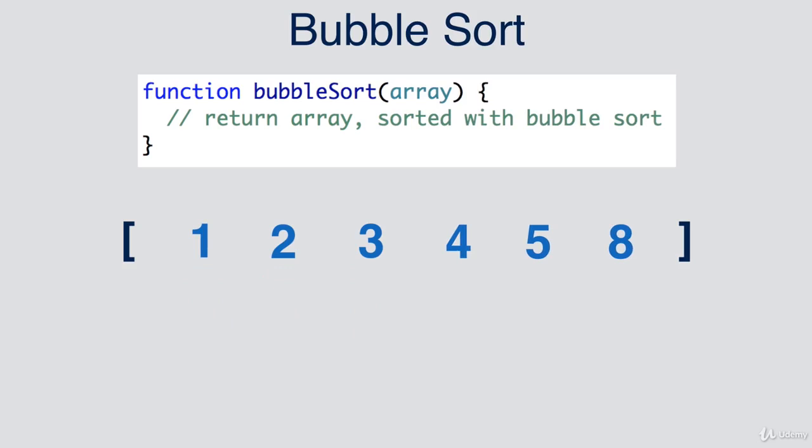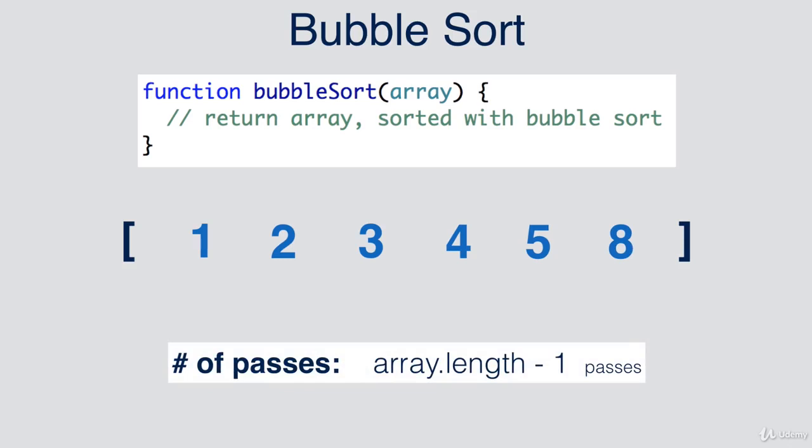So we can see that it takes a lot of passes through our array to make sure that it is fully sorted. But how many passes does it take? The answer is that it takes the length of the array minus 1 passes to fully sort our array. Or in this case, it would take 6 minus 1, or 5 passes through the array to fully sort it. And that is it. That is how our bubble sort algorithm will function.